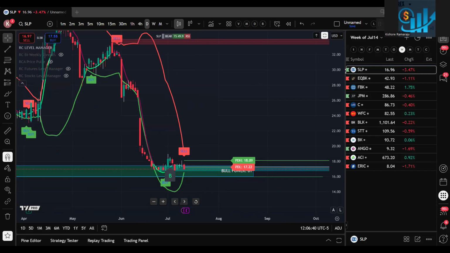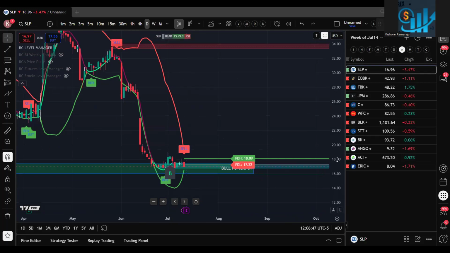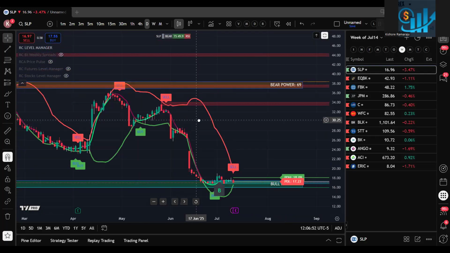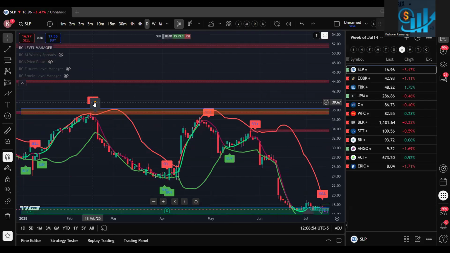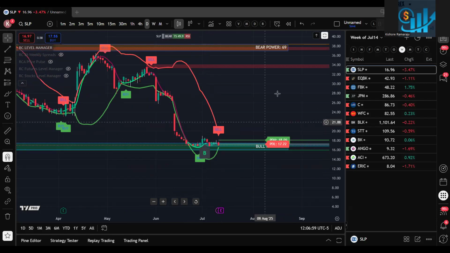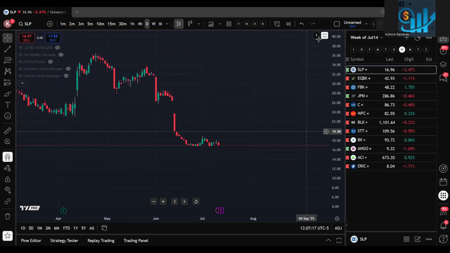So what do you think is possible with SLP? Maybe this one we have. So SLP, level manager is telling it came all the way down. You got a swing sell here at $38. Now you got a swing buy at $16. So do you think the earnings can be positive? Again, we are not just depending on one indicator. Level manager is telling it can go up. Now let's go and check the other one.